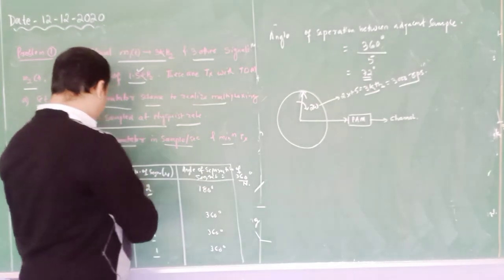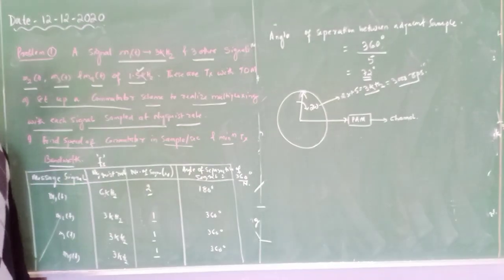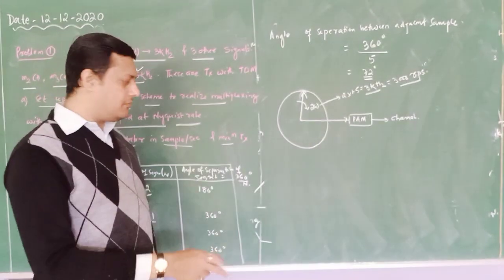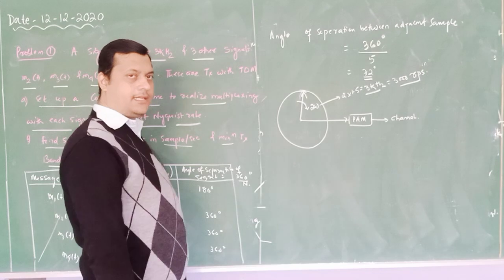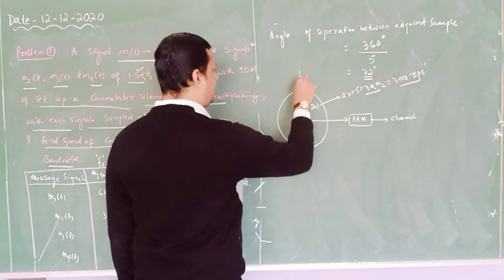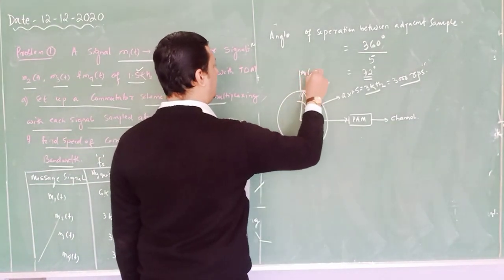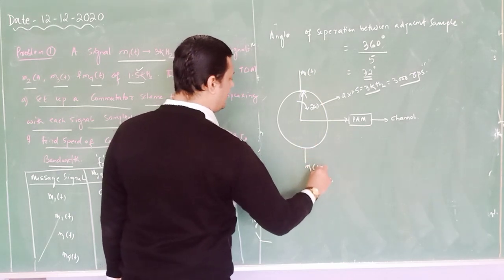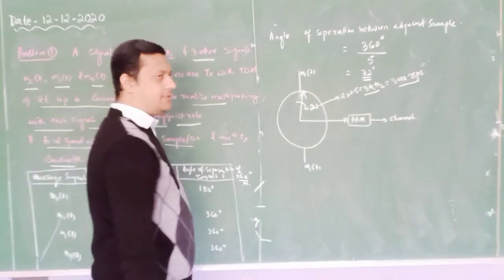Now I need to place message signal 1. So message signal is 1. How many times does it repeat? 2 times, because 2 segments are there. And what is the angle separation? Angle separation is 180 degrees. So let us consider this is my message 1 and this is my message 1. So it is 180 degrees separation.